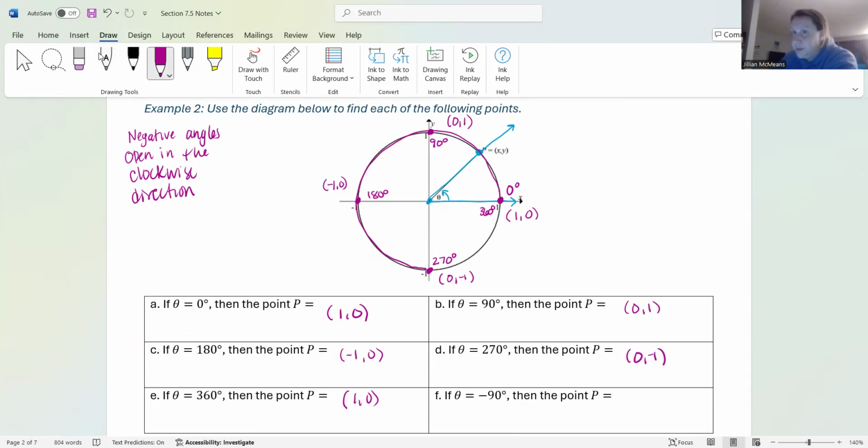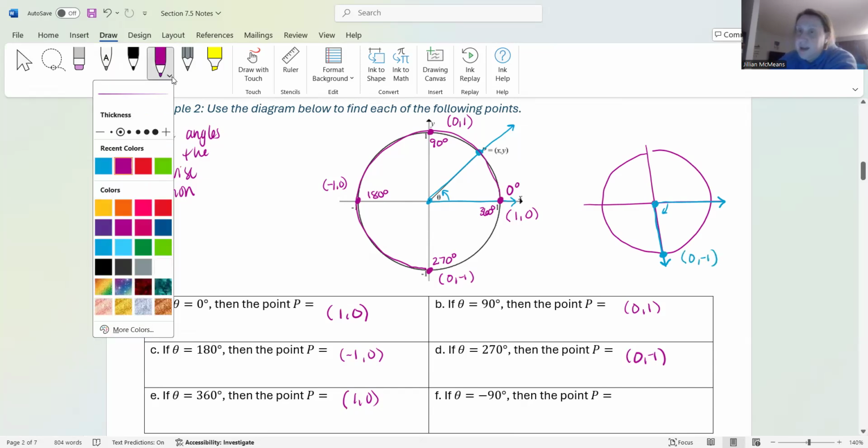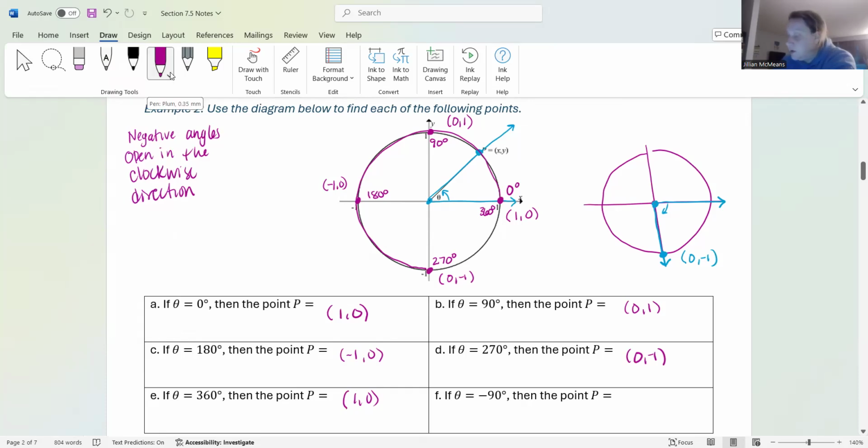I'm going to draw a separate circle so we don't get too clogged up here. So we have our Cartesian plane. We're going to try to draw a beautiful circle. It's not nearly as pretty as the one that's printed, but let's pretend. So we have the origin. Let's draw a different color for our angle. We're going to have the vertex at the origin, our initial side right here, and then we're going to open in the clockwise direction and go 90 degrees. If we were to travel 90 degrees clockwise on the unit circle, this would be the point (0, -1). So for negative 90 degrees, we would be at (0, -1).